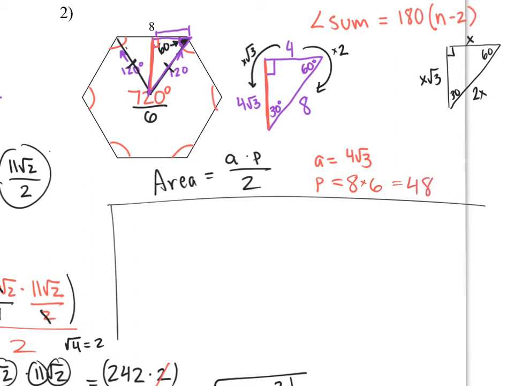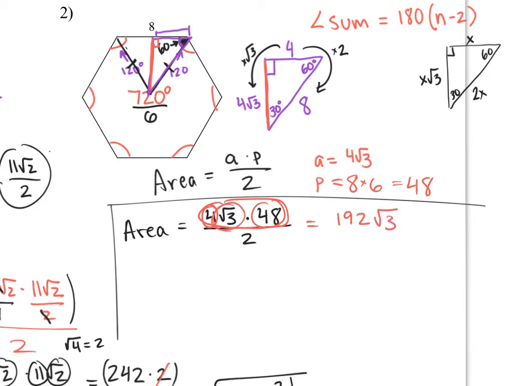Now let's go ahead and plug this in. My area then is going to equal my apothem, 4 root 3, times my perimeter of 48, all divided by 2. Let's go ahead and solve on top. Remember, only multiply like terms. So the 4 and the 48, you can multiply those because they're just plain old numbers. You get 192. There is no other root 3 for that guy to play with, so we're just going to leave him alone. And then divide it by 2. Now that you've done this, we can go ahead and reduce. 192 divided by 2 gives me 96. And that root 3 stays where it's at. So the answer here is 96 root 3 units squared.